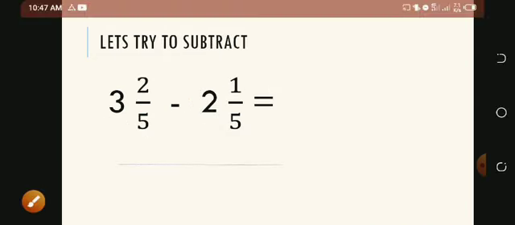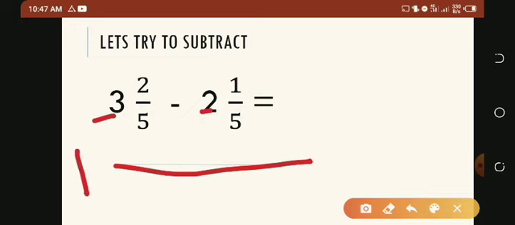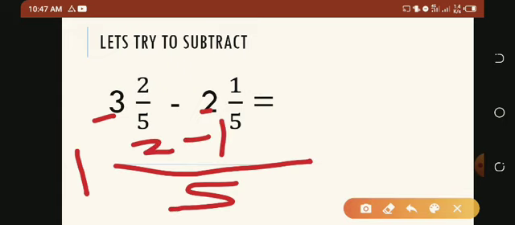This is an example that has to do with subtraction. So let's try to subtract 3 whole number 2/5 minus 2 whole number 1/5. We draw our line. 3 minus 2 will give me 1. I pick my common denominator 5 and I say 2 minus 1. My answer will be 1 whole number, 2 minus 1 is 1/5.